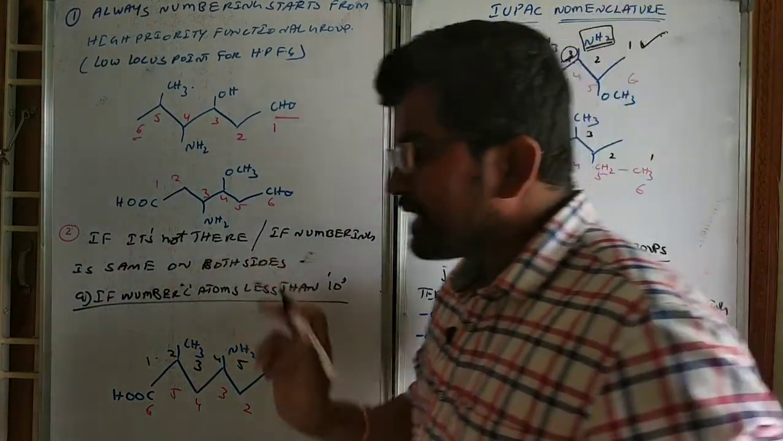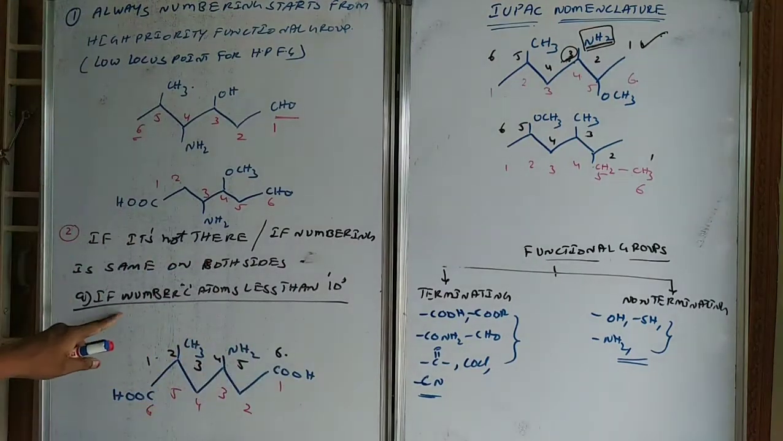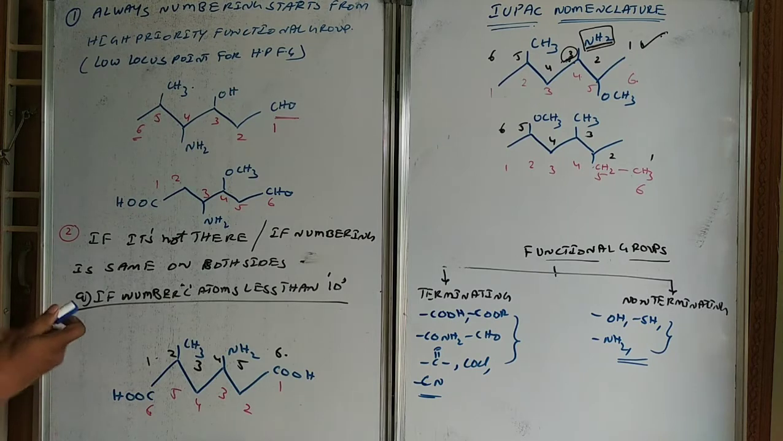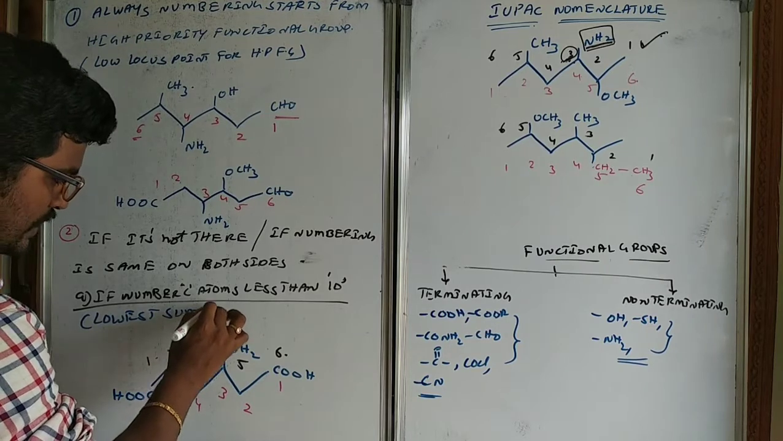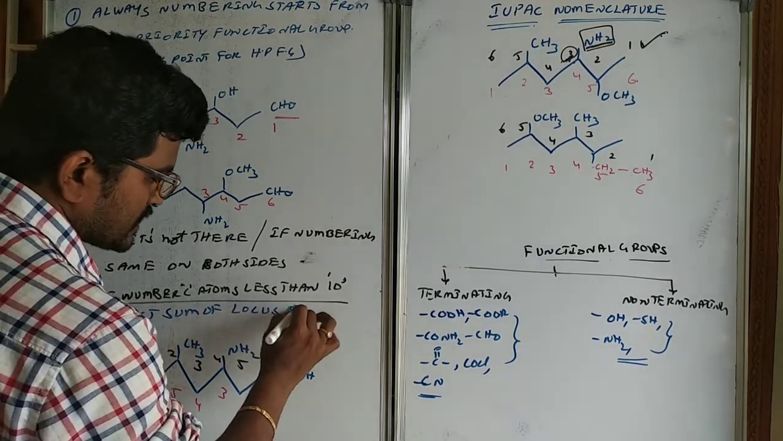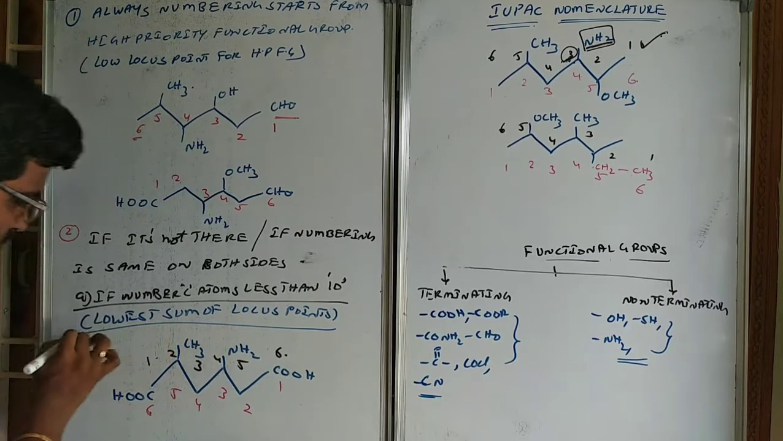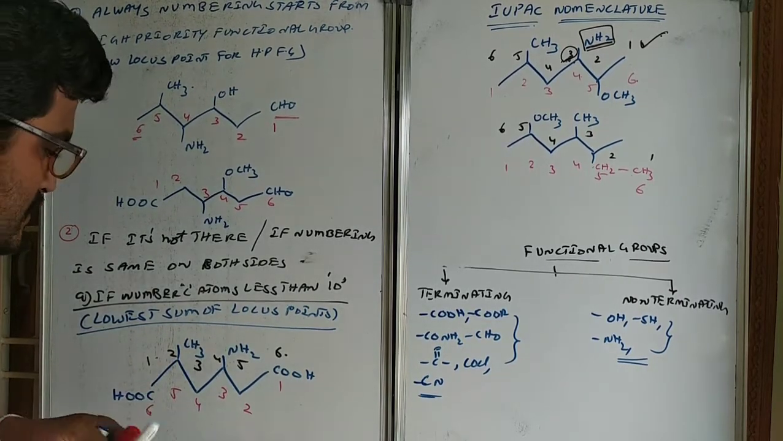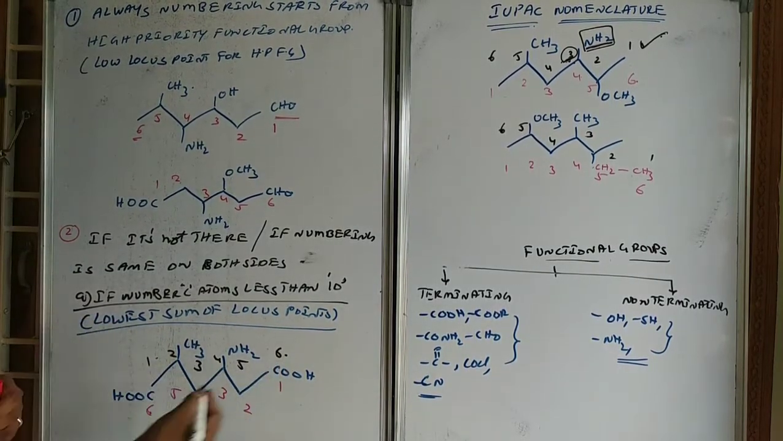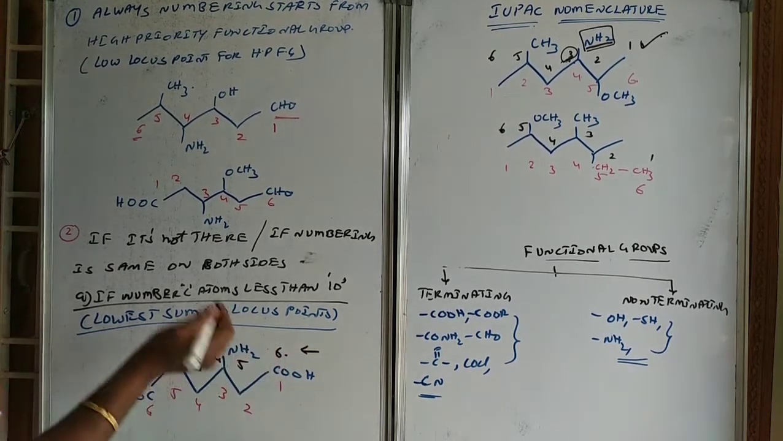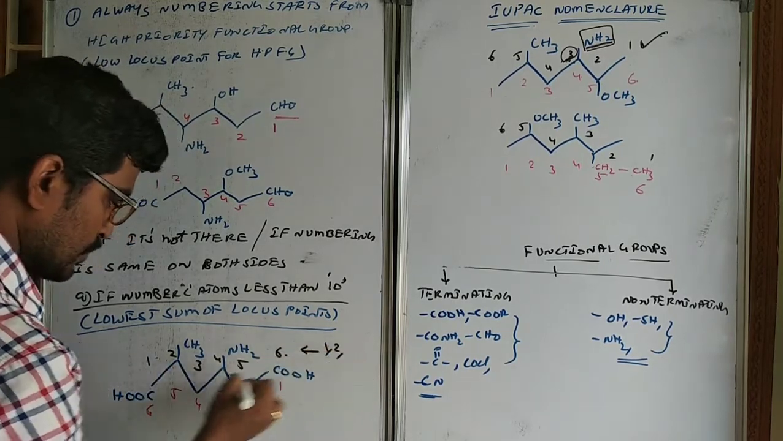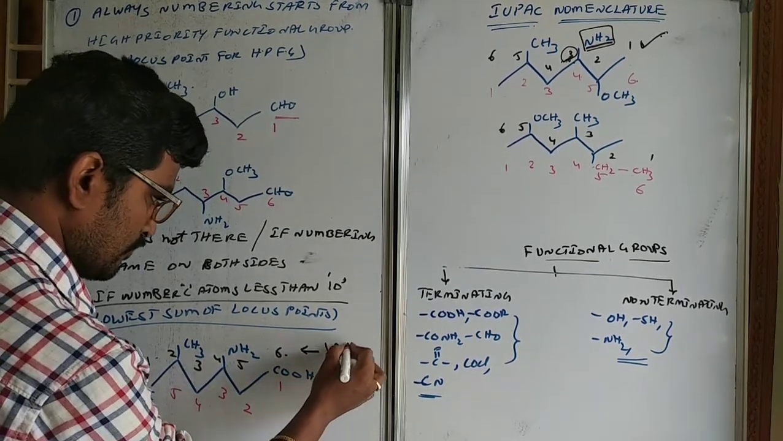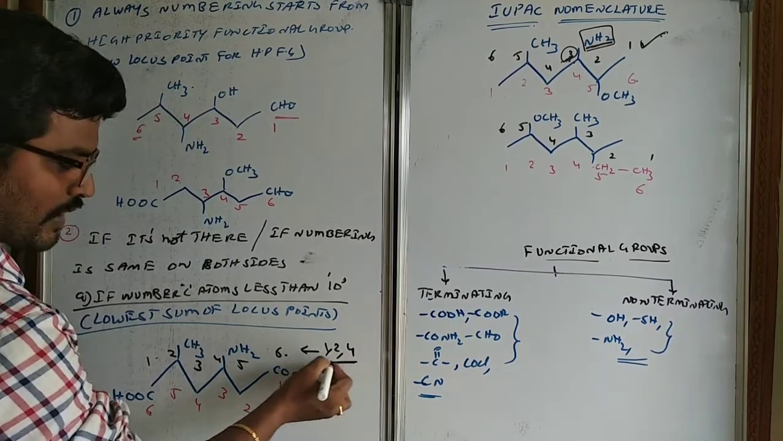So when this kind of condition is there, and the number of atoms is less than 10, we go for the lowest sum of locus points. What does the lowest sum of locus points mean? We will find the locus points. In this side numbering, what are the locus points? 1, 2, 4. This side you number, means 1, 2, 4.